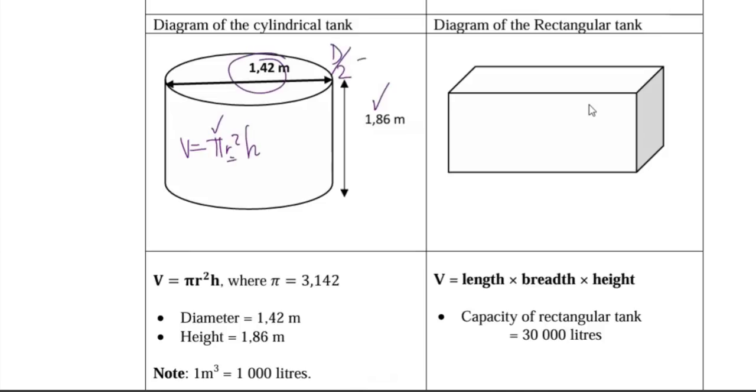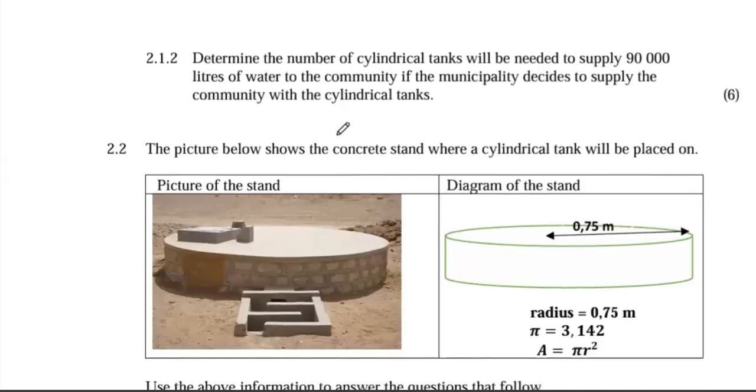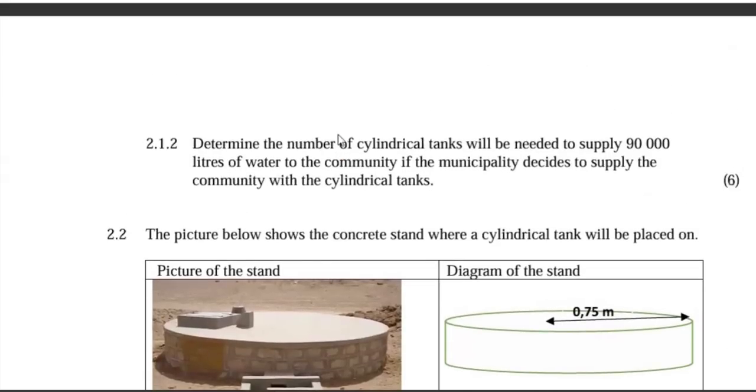This is diameter divided by 2 equals radius. So the diameter 1,42 divided by 2, you have 0.71. So the volume will be 3,142 times 0.71 squared times the height, which is 1.86. All right, what are we looking for? The volume, because the water they are going to supply has to be divided.